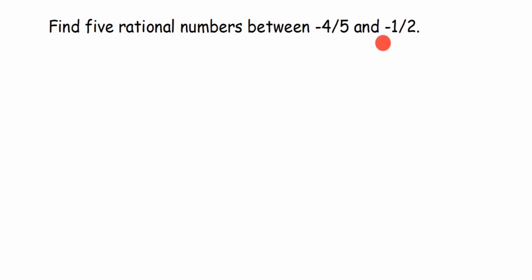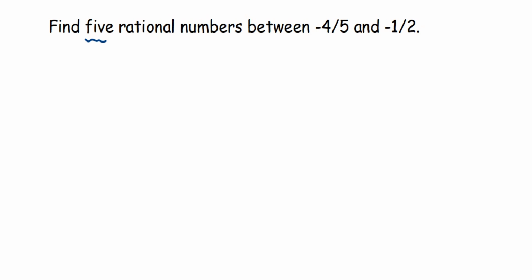Again, there are infinitely many rational numbers between any two given rational numbers. So it is not possible to write all the numbers, right? So we're just writing a few of them. In this question, writing only 5. So let's see how to find this.